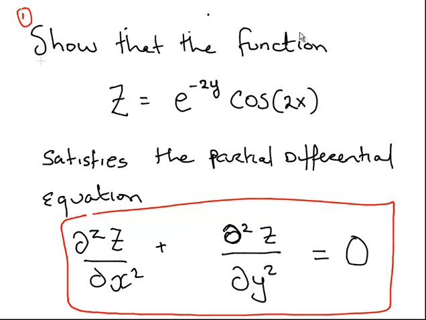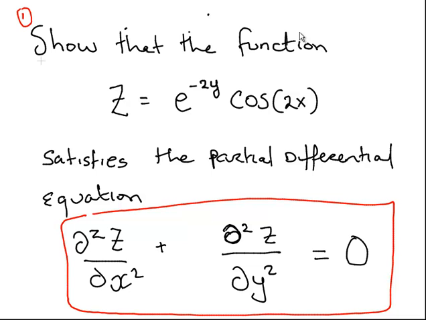In this presentation, what we are going to do is partial differential equations. It's very introductory level stuff. Essentially, the main part here is getting the building blocks of the basics of differentiation sorted out. Show that the function z equals e to the minus 2y times cos of 2x satisfies the partial differential equation.